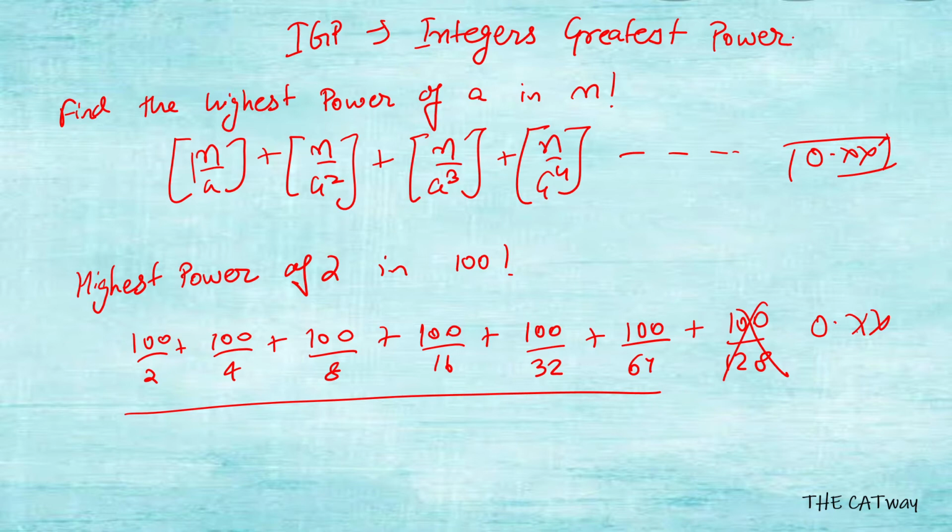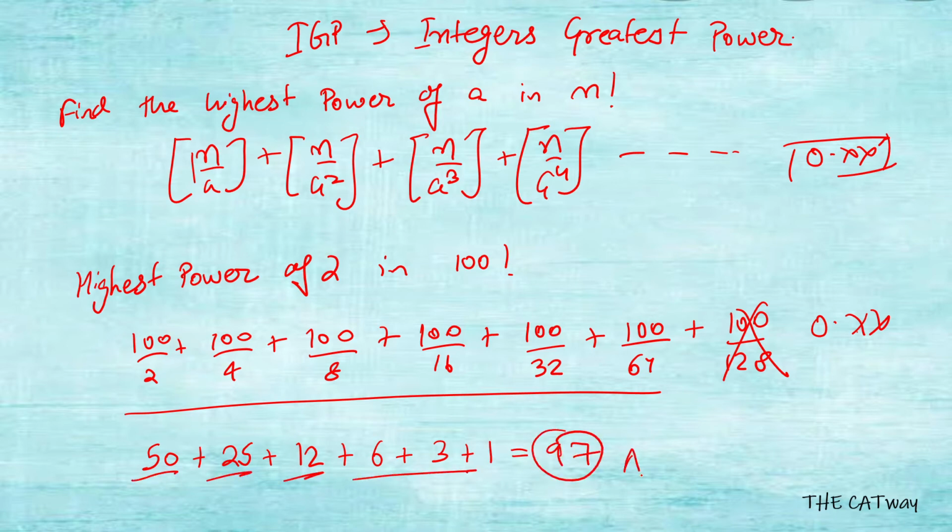Okay, so let's say 100 by 2 is 50, 100 by 4 is 25. Now 100 by 8 is 12.5, but we will only take 12 as the answer. Okay, because we only take the integral part. Now 100 divided by 16, it would be 6 point something, we will take only 6. 100 by 32 will be 3 point something, we will take 3. 100 by 64 is 1 point something, we take 1. What is the total value? 75, 87, 97. So 97 will be our answer. Okay, now let's move ahead.